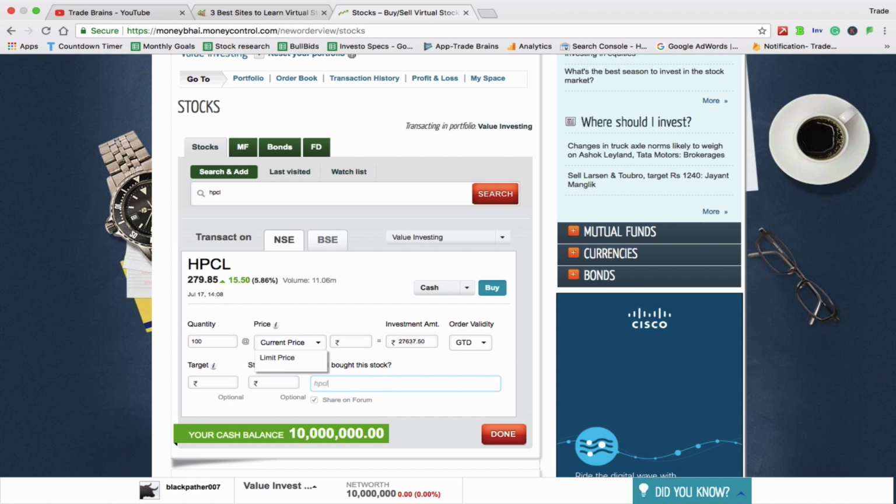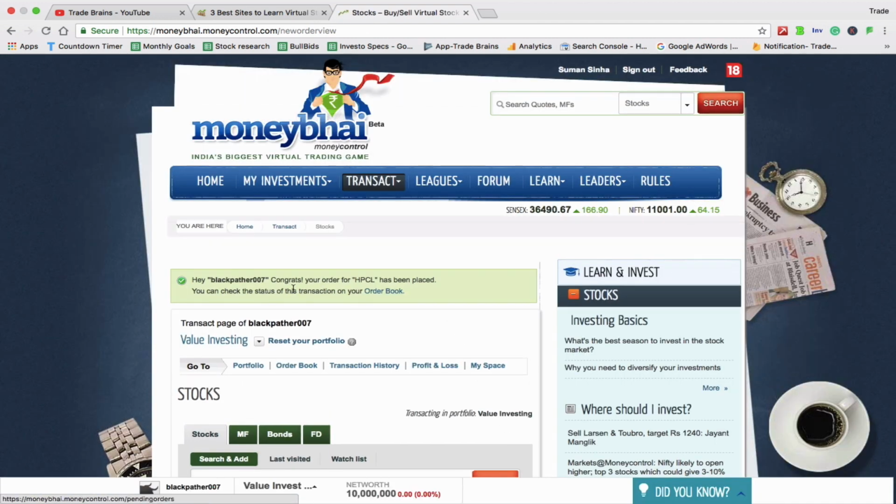Let's say you believe that HPCL is undervalued because its P/E is something something. So you have to write some reason why you are buying that stock and just press done. When you click on done, it will say congrats, your order has been placed, and it will go to the order book. The order book is a book which keeps all the transactions.